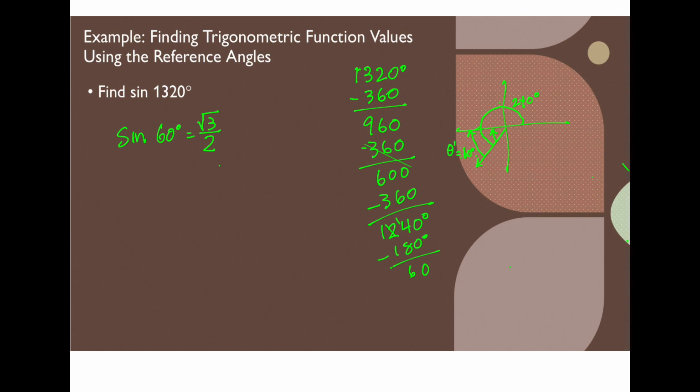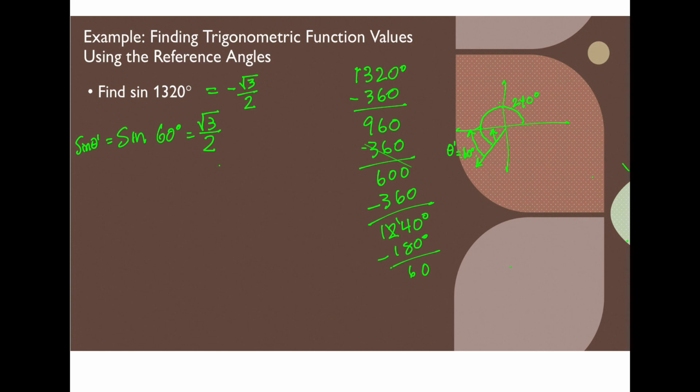So sine of theta prime is the sine of 60, which is square root of 3 over 2, and y in the third quadrant is negative. So for the sine of 1320, we have the negative square root of 3 over 2. That would be the y value.